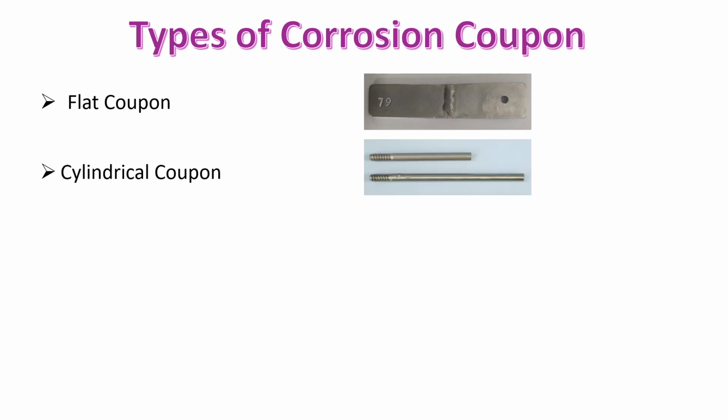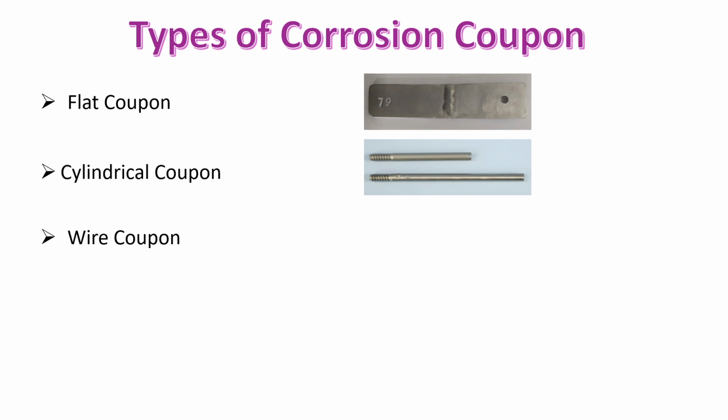Cylindrical coupons look like this. These coupons are used to monitor the corrosion rate inside the pipelines or other cylindrical structures. These coupons are typically cylindrical in shape, as you see here, and they need to be placed inside the pipeline.